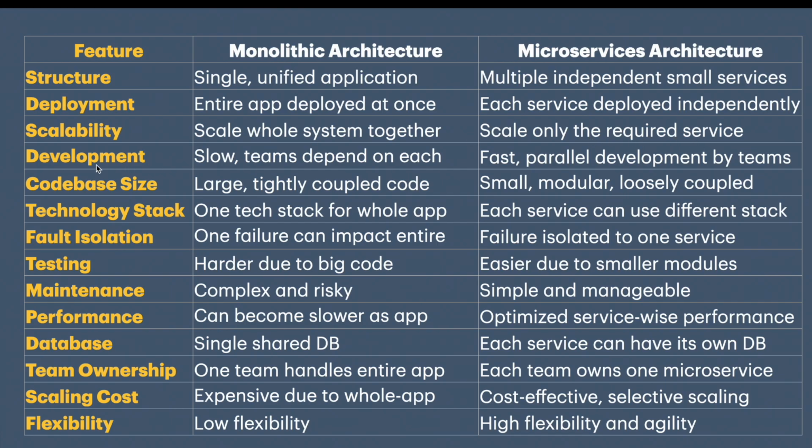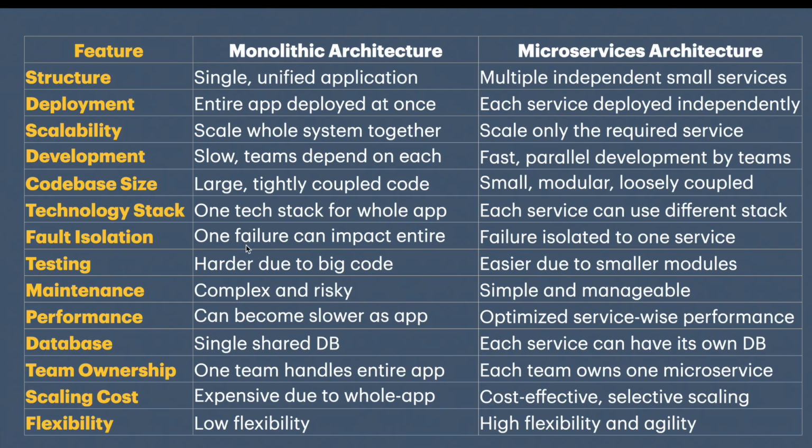In development, in monolithic, solo teams depend on each other, and in microservices, there is fast parallel development by teams. Code base size: large, tightly coupled code in monolithic, and in microservices architecture, small, modular, loosely coupled code. Technology stack: in monolithic, one tech stack for the whole application, so we have to develop the whole application with one tech stack. In microservices, each service can use a different stack, different technology.